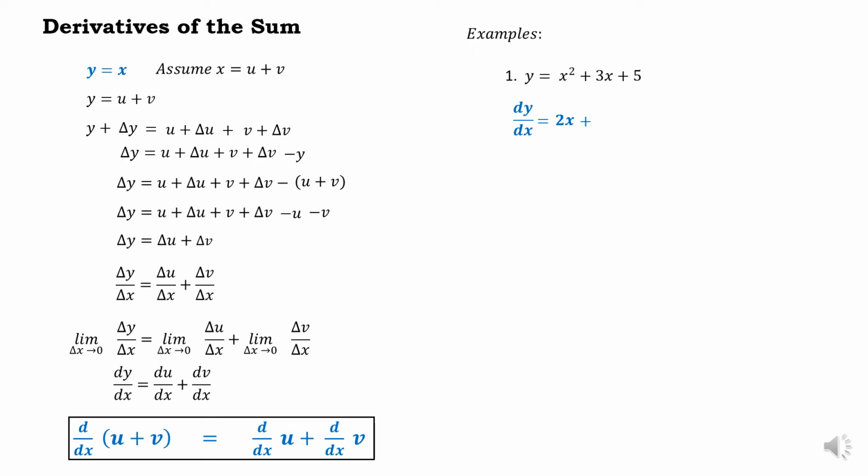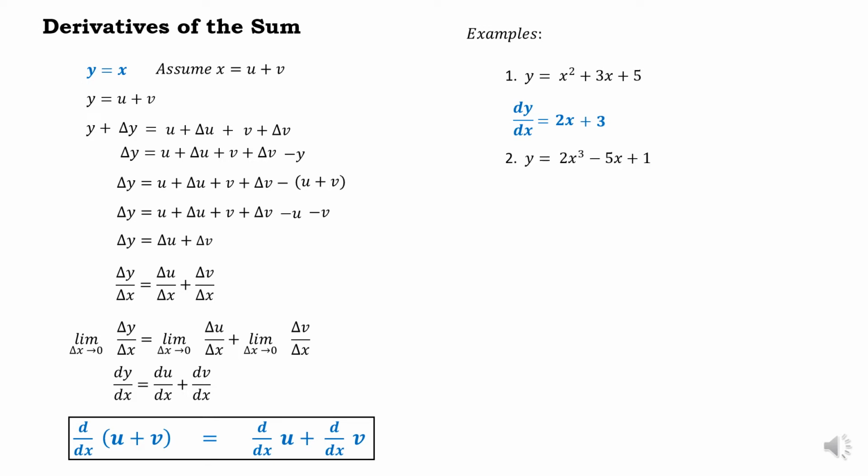Plus, the derivatives of 3x, which is constant and variable, just factor out 3, multiply by the derivatives of x, which is 1. 3 times 1 is equal to 3. Plus, the derivatives of 5, which is constant, is equal to 0. Therefore, the derivatives of x squared plus 3x plus 5 is equal to 2x plus 3.